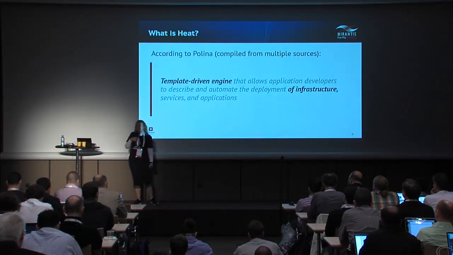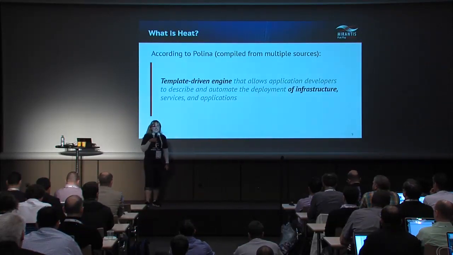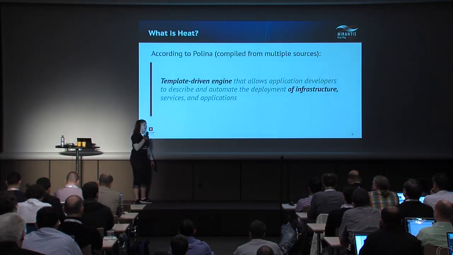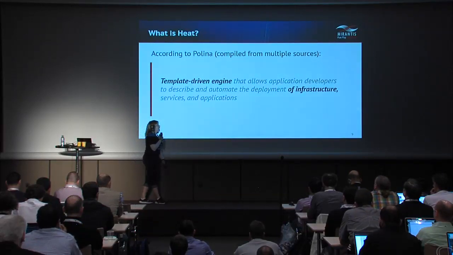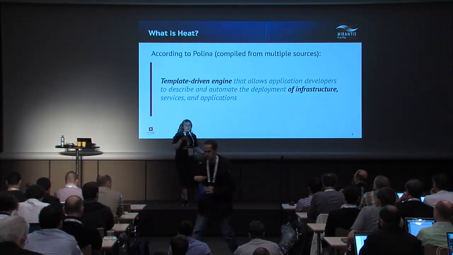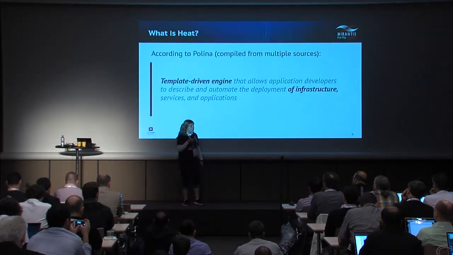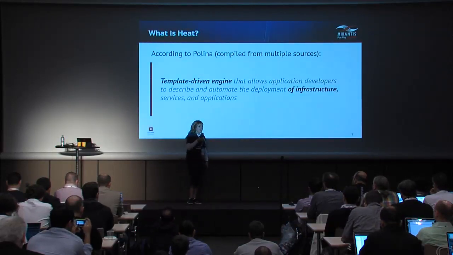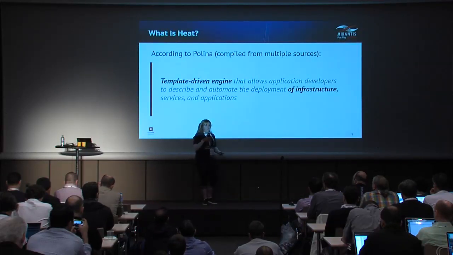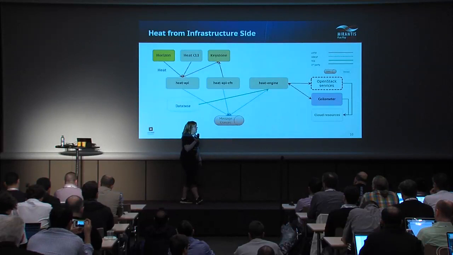I have my own definition of Heat that was collected from multiple resources. A lot of them are OpenStack.org documentation. A lot of them are not. Heat is a template-driven agent that helps deployers, so people who deploy things, deploy the infrastructure and trigger deployments of applications.